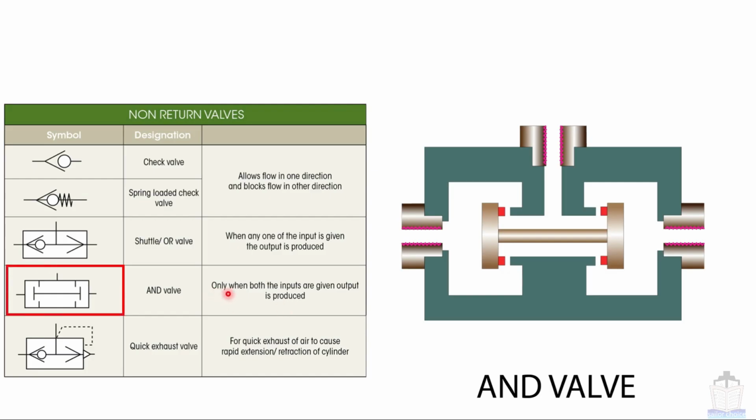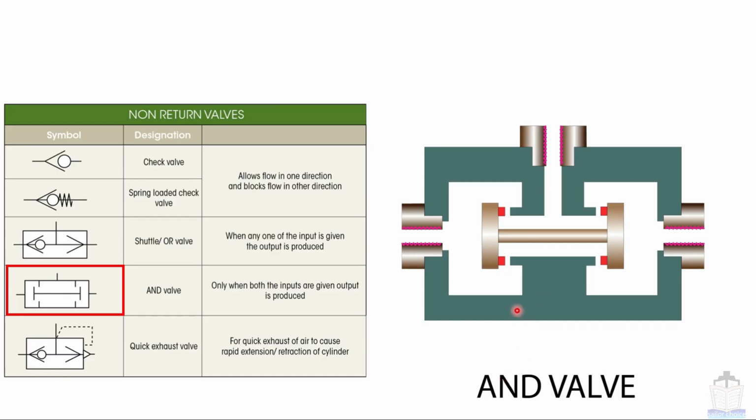The function of this valve is that only when both the inputs are given, output is produced. That means if input is given from here and from here, then you can take output from this port. And similarly, if input is given from here and here, then you can take output from this port. So this is how this AND valve works.